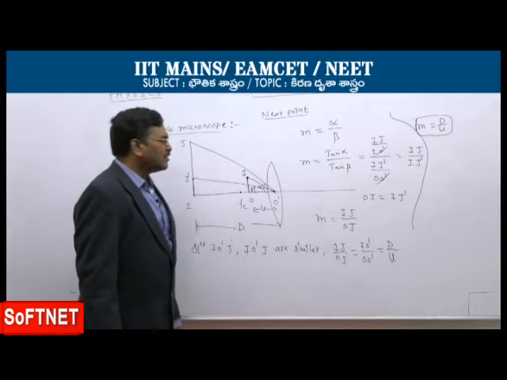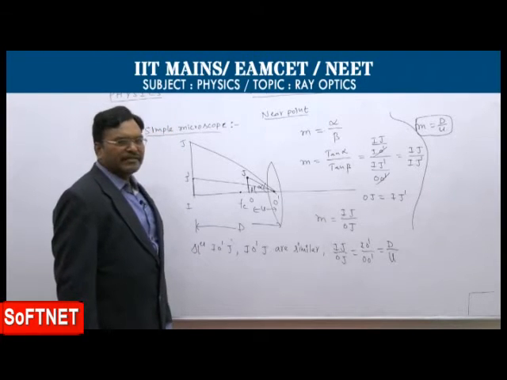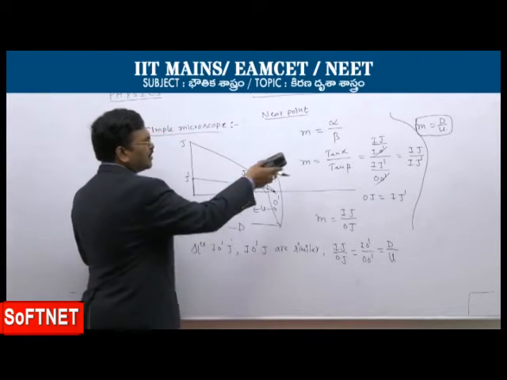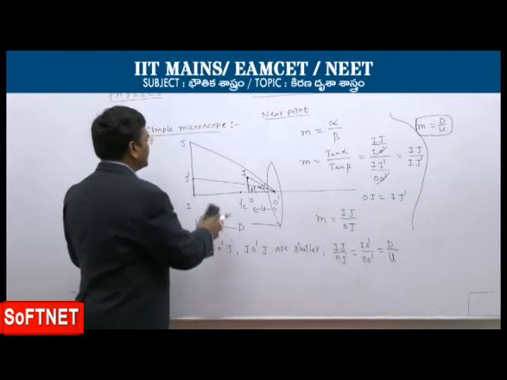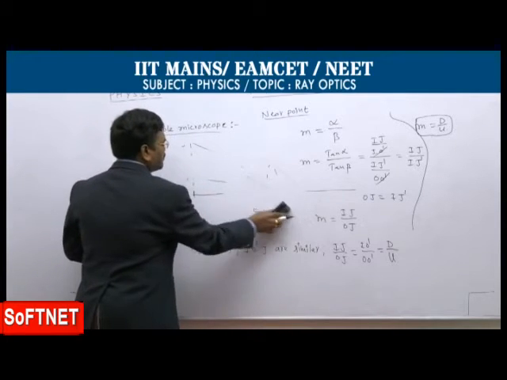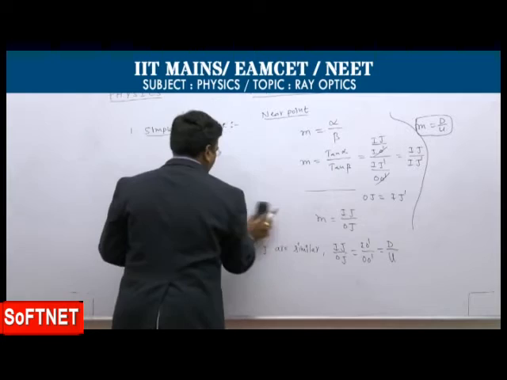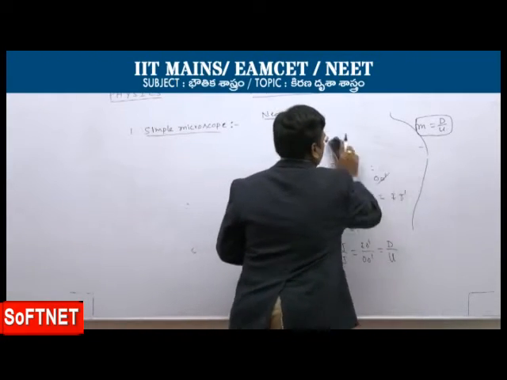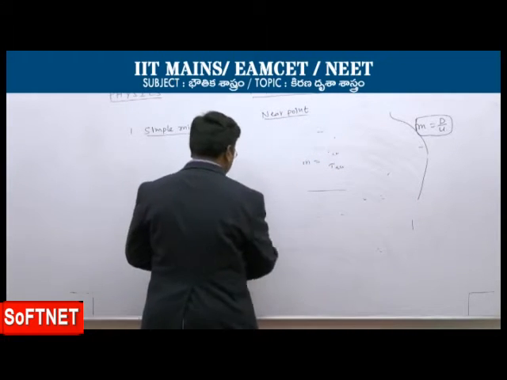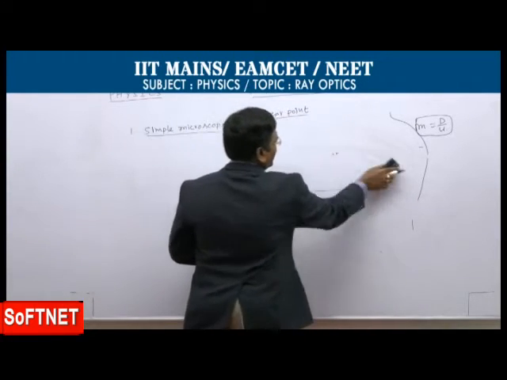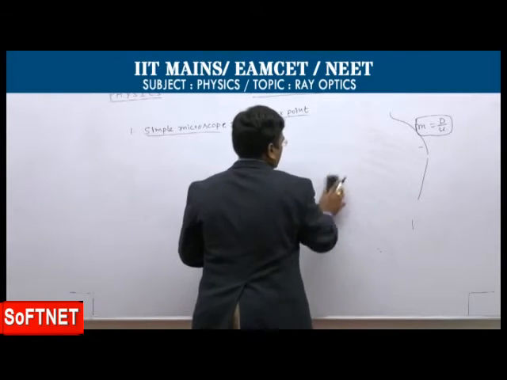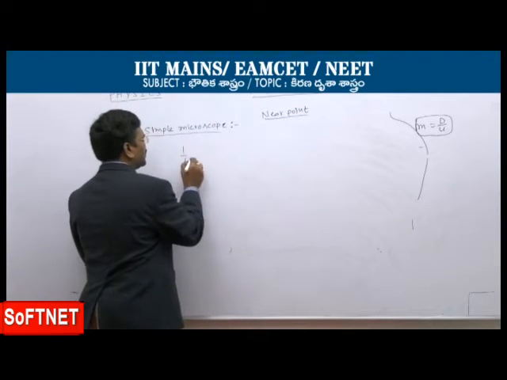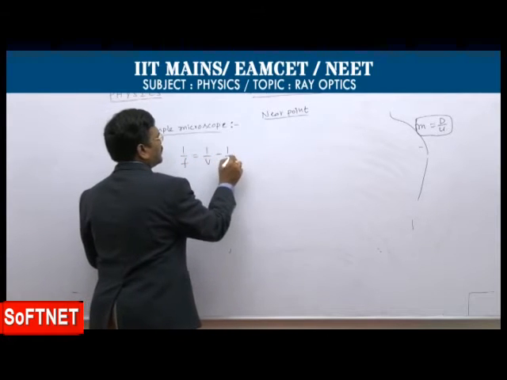Now here we derive an expression for magnification by using the lens formula. Already we got m is equal to d by u. Now according to the lens formula, 1 by f is equal to 1 by v minus 1 by u.